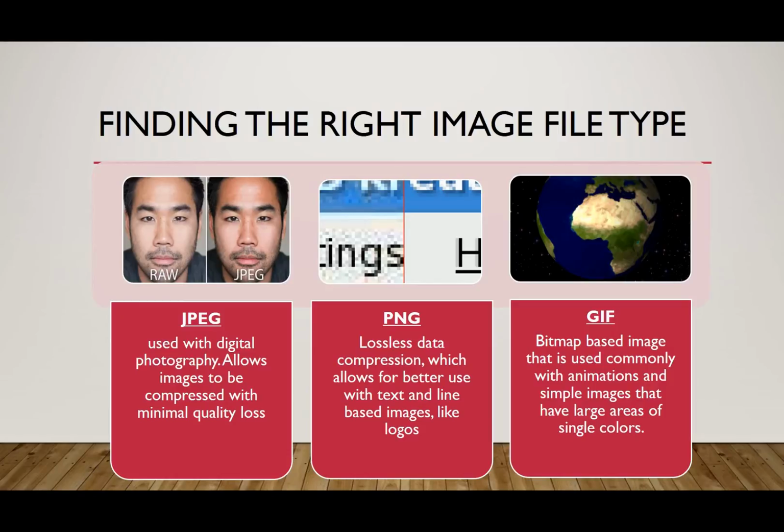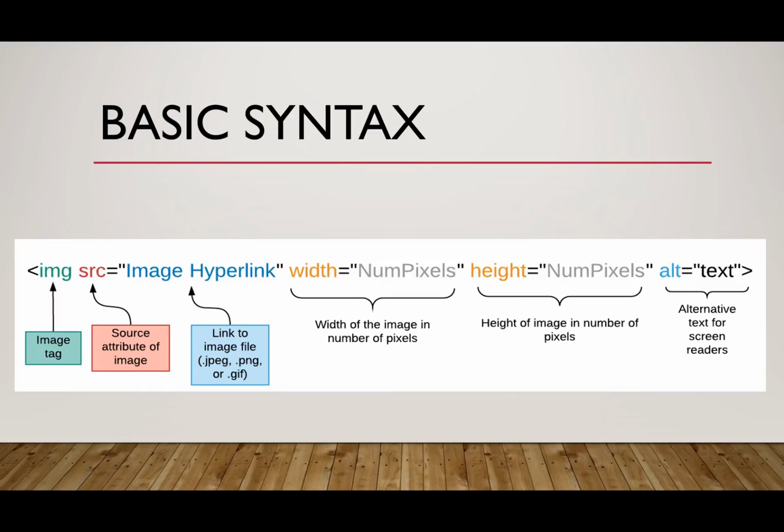So what's the basic image tag syntax? So here's a big diagram that I made. The first thing you have is the IMG. It's the image tag. Pretty straightforward. It just looks like an abbreviation for image. The next thing is the source attribute of our image. Now, this is very similar to our link hyperreference. So we have our source equals, in quotes, an image hyperlink. So this image hyperlink could be a link to your computer if you have it in the same file as your web page, or it could be a link to an outside website.